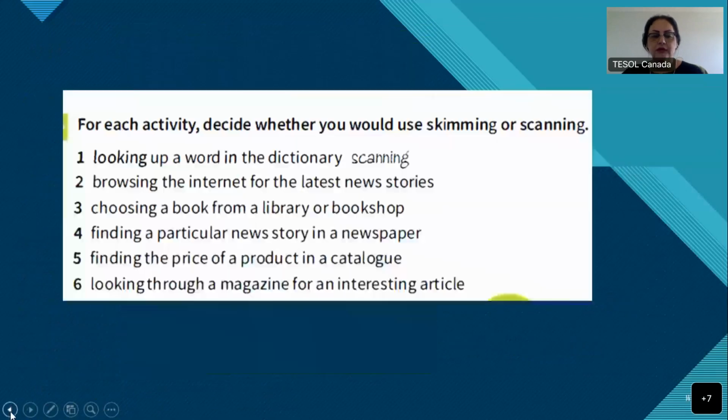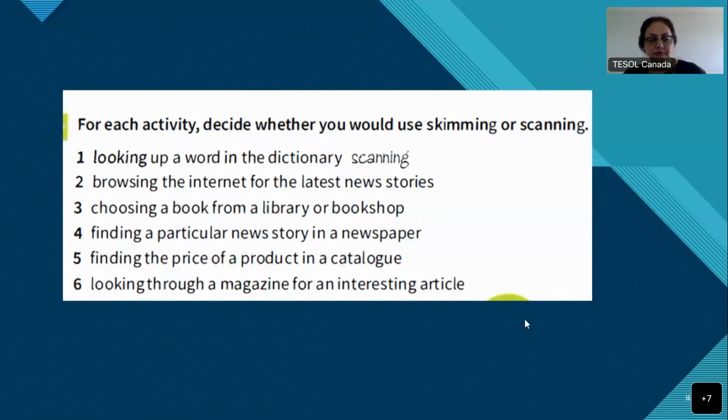So now look at here. There are some sentences for each activity. Would you skim or scan? Like looking up a word in the dictionary. Is it a skimming or a scanning? Definitely it's a scanning because you look for a specific answer. What about number 2? Browsing the internet for the latest news stories.